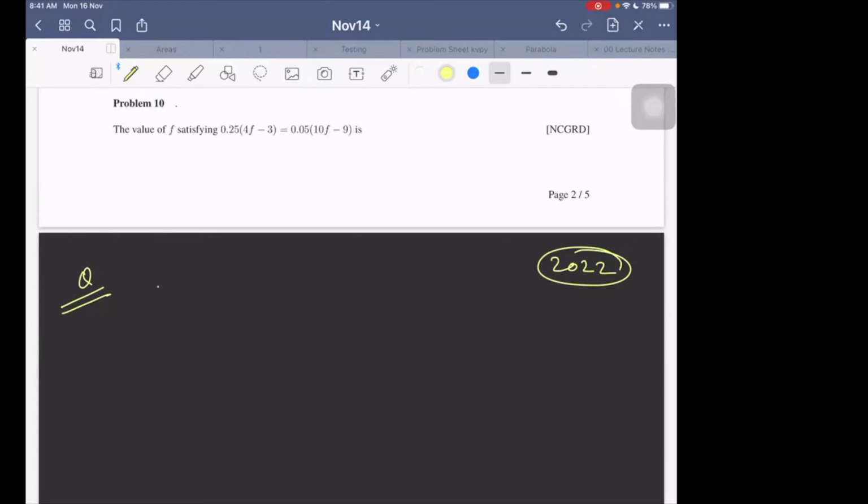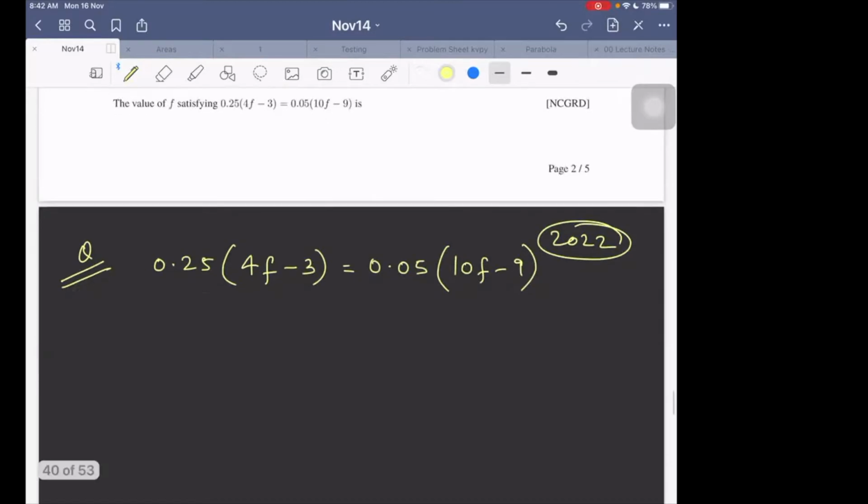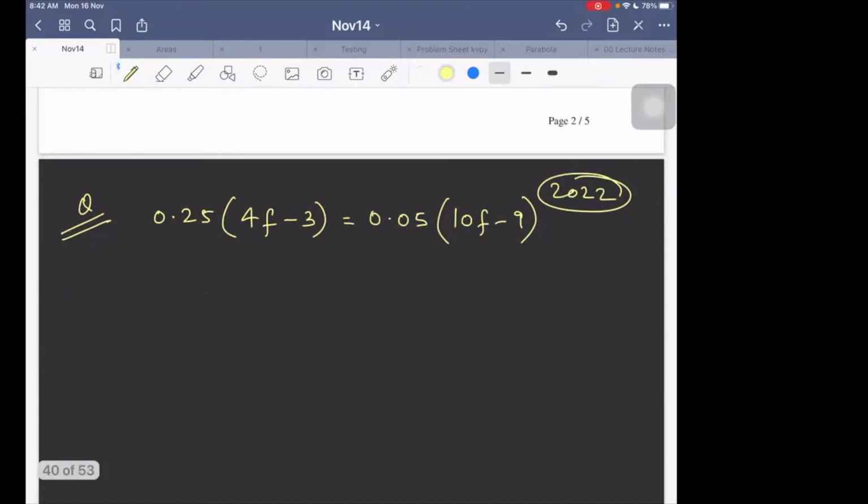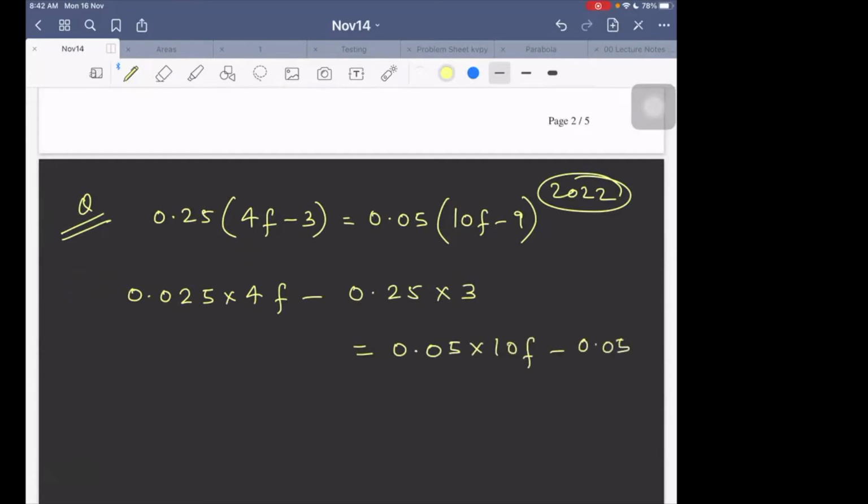So we have 0.25 into 4f minus 3 is equal to 0.05 into 10f minus 9. Okay, so we have to get rid of the brackets first. So we have to expand. So this is 0.25 into 4f minus 0.25 into 3 is equal to 0.05 into 10f minus 0.05 into 9.